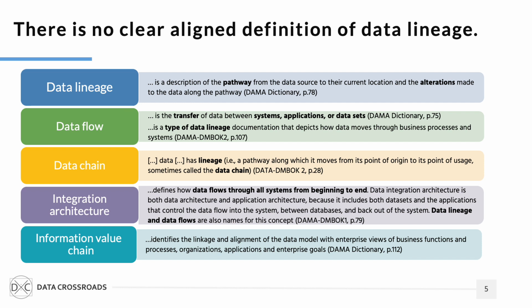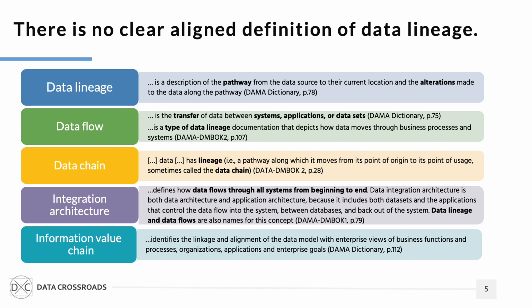I will not read all of these definitions out to you. You can pause the presentation and have a look at them yourself. The most important words are marked in bold, and these are the words that I would like to focus on. Data lineage: it's a description of the pathway from the data source to their current location and the alterations made to the data along the pathway. The key words here are the pathway of data and alterations made to data.